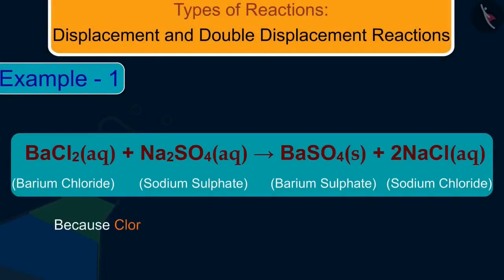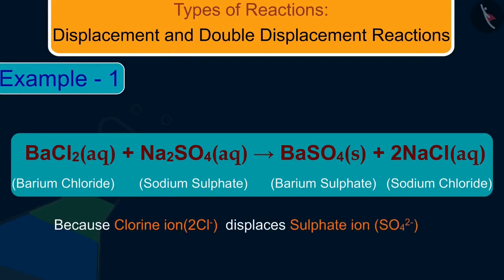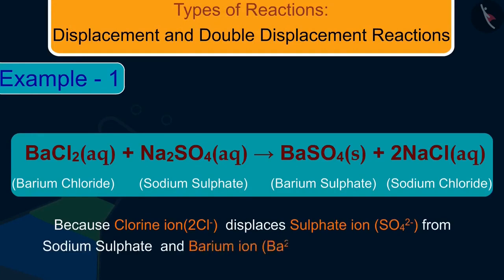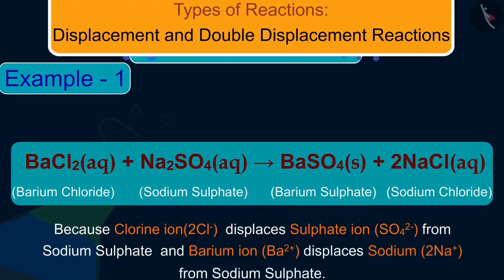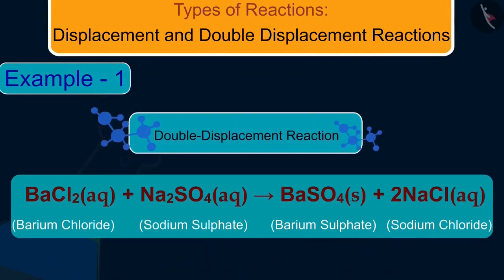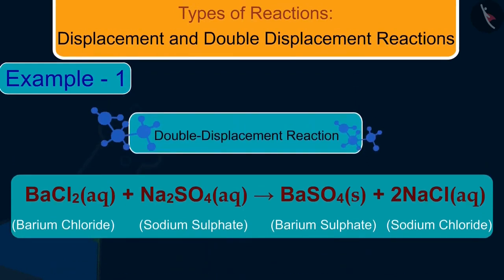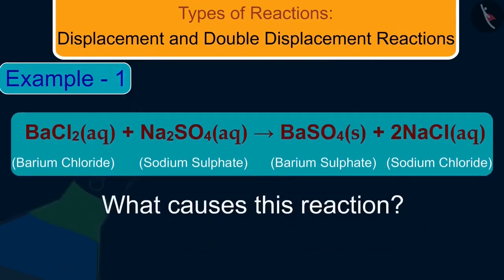Because chlorine ion 2Cl- displaces sulfate ion SO4 2- from sodium sulfate, and barium ion Ba2+ displaces sodium 2Na+ from sodium sulfate. Therefore, it is a double displacement reaction. Friends, isn't this an interesting reaction?